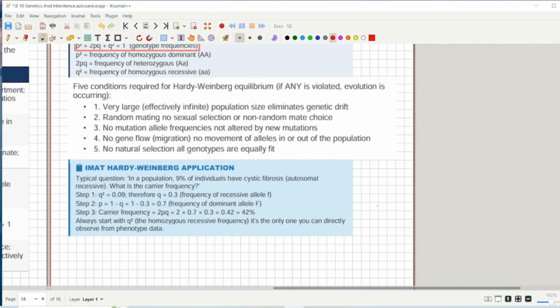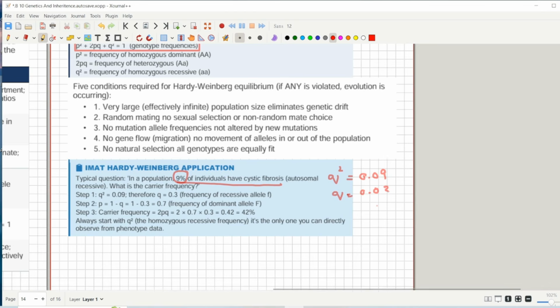For example, they are saying that in a population 9% of individuals have cystic fibrosis. What is the carrier frequency? They have told you the frequency of the disease. Cystic fibrosis is a homozygous recessive disease, right? So if it is 9%, then q square is equal to 9%, or you can write it down as 0.09. So if q square is 0.09, then q would be 0.3, right?